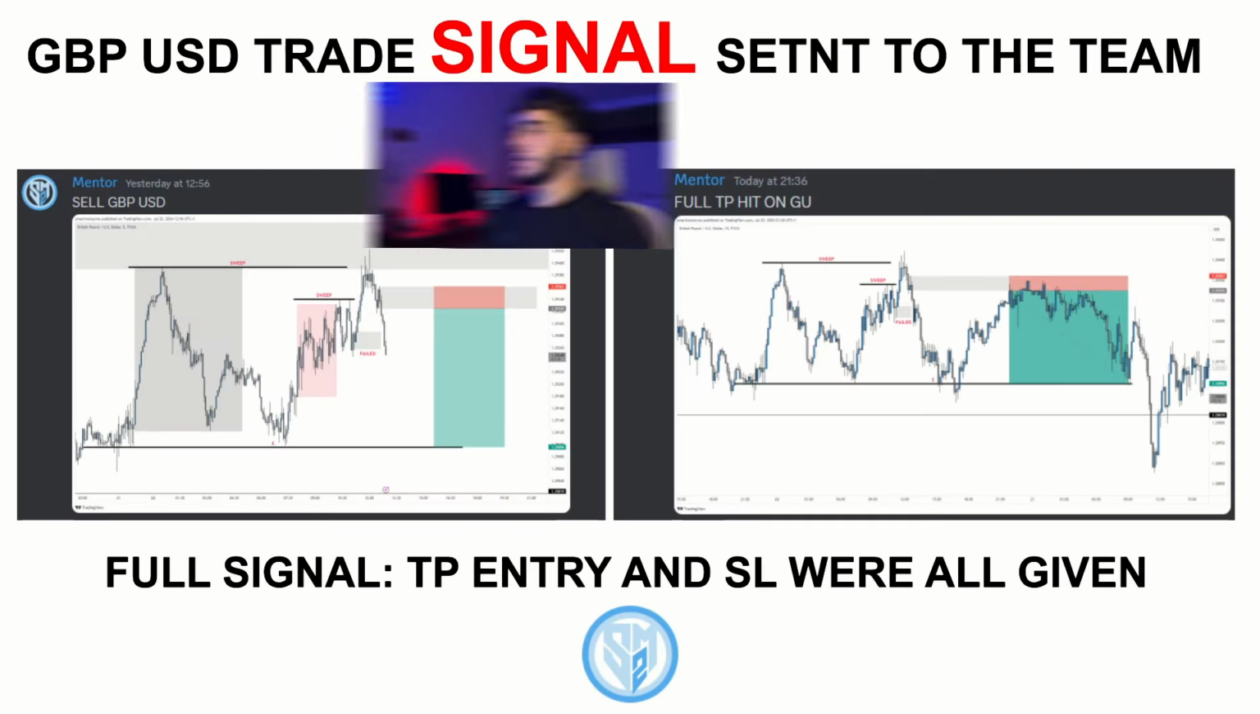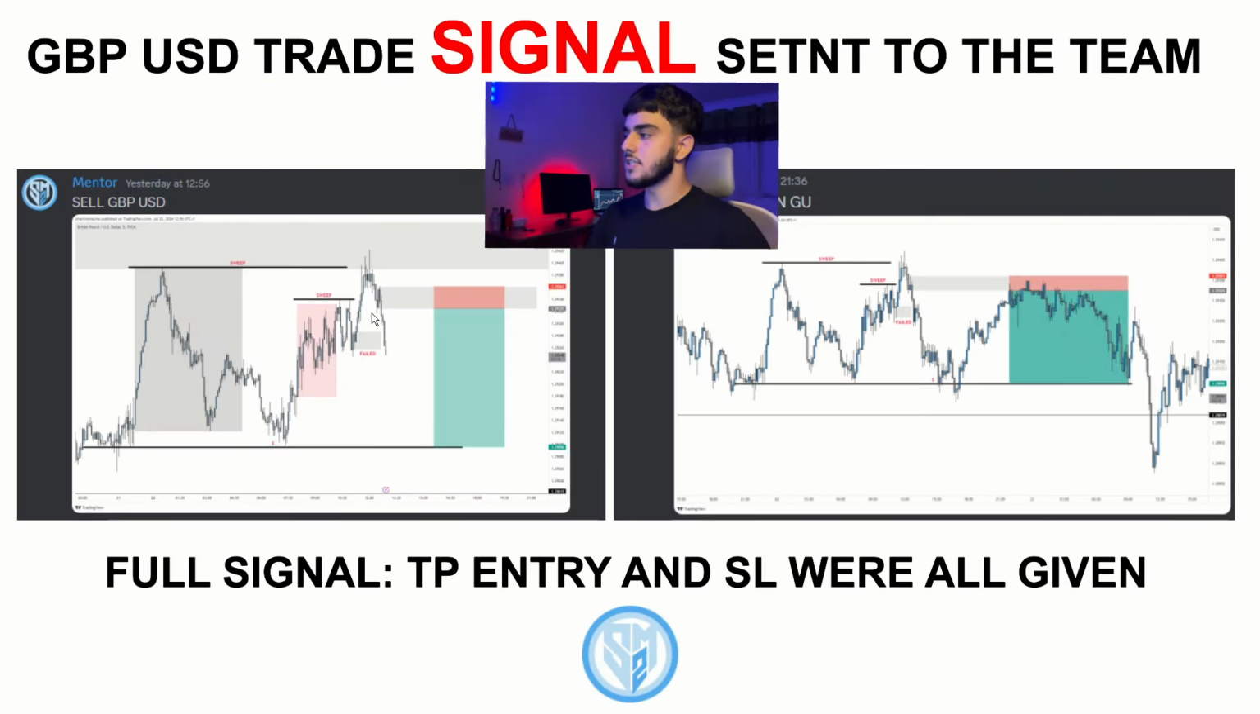Now, an example of me utilizing this confirmed entry type over here is a signal on GBP/USD, which I did send out to my team, which was a banger trade. And as you can see, I used it here, and overall the trade ran for 6 RRs, and it was a great trade for the team. This was a full signal of TP, entry, and SL.